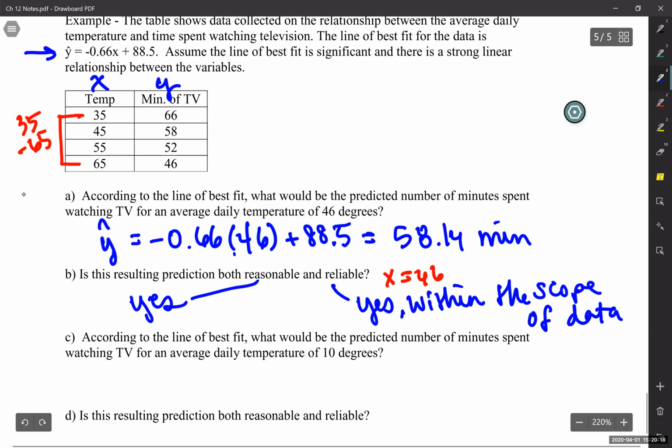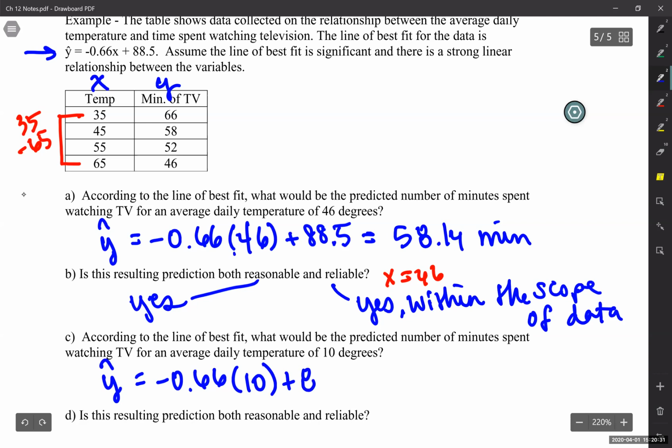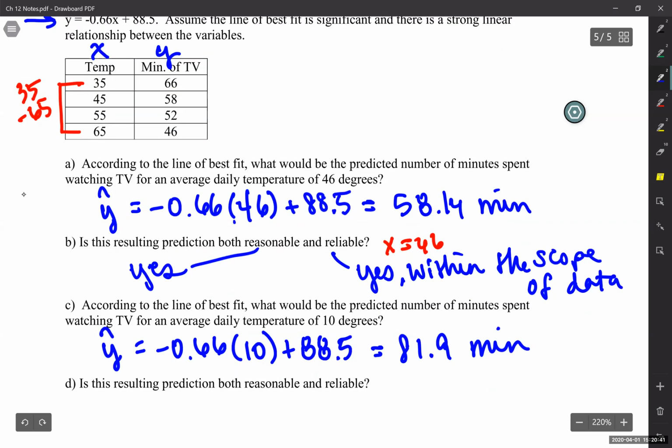According to the line of best fit, what would be the predicted number of minutes if it's 10 degrees outside? Well, if it is 10 degrees outside, I will plug in 10. That's going to give me a total of 81.9 minutes. Is that reasonable? Maybe. Probably. Seems like it makes sense. The colder it is, the more TV I'm going to watch.